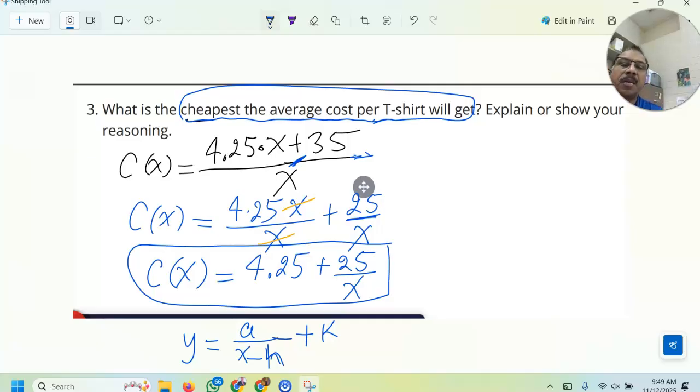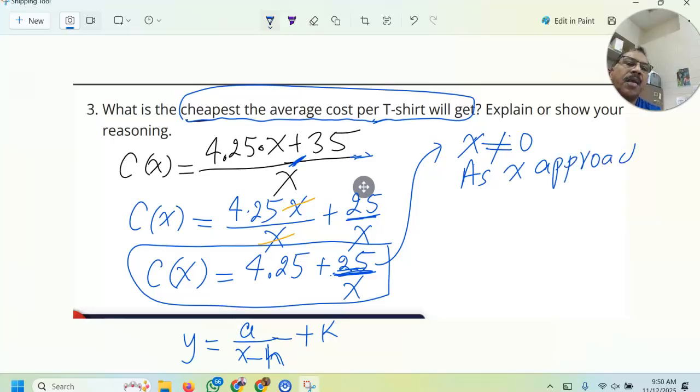So that means, in this case, that 25 over x, here x is the x which is in the denominator. You cannot have x equals 0. It has to be something. But if x becomes a very large number, let's see, as x approaches a very large positive number.